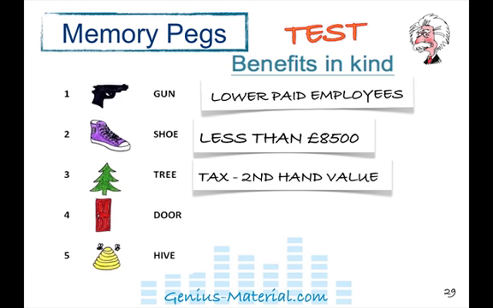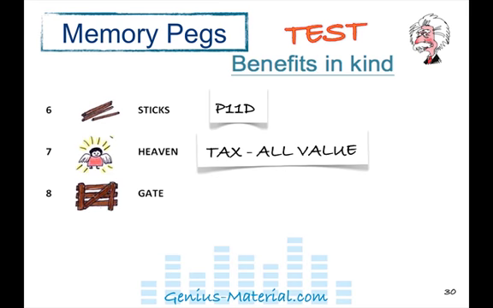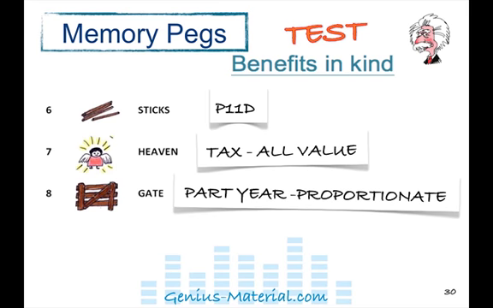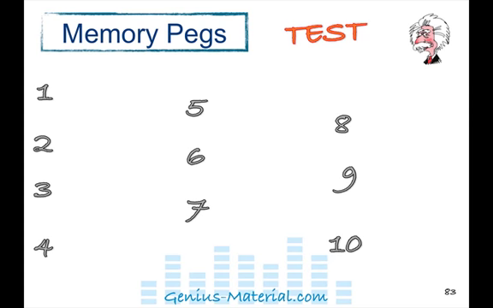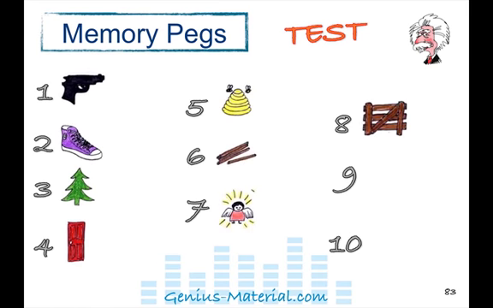Now, who's behind the door? We've got directors and who else? The employees. And they have to fill out a P11D. And they're taxed how? On all the value, that's right. But if any of them are only working for part of the year, they get paid proportionately. Just like those sheep, some of them are being portioned off. Can you remember the information? 1 gun, 2 shoe, 3 tree, 4 door, 5 hive, 6 sticks, 7 heaven, 8 gate, what was 9?